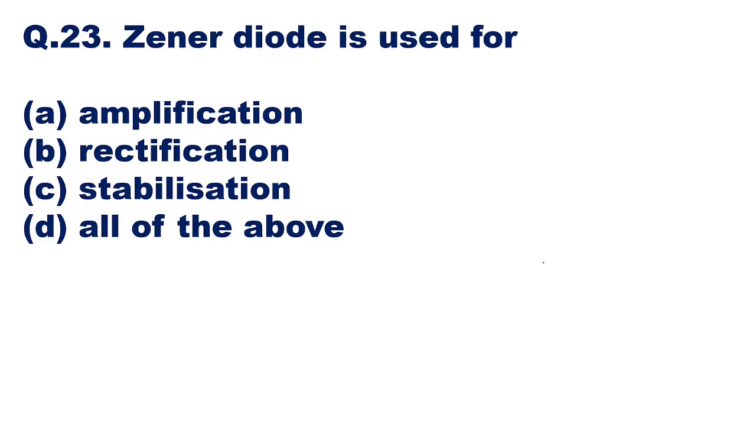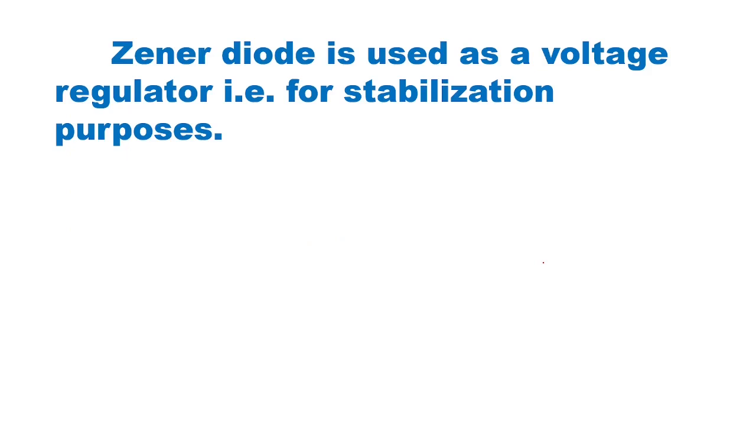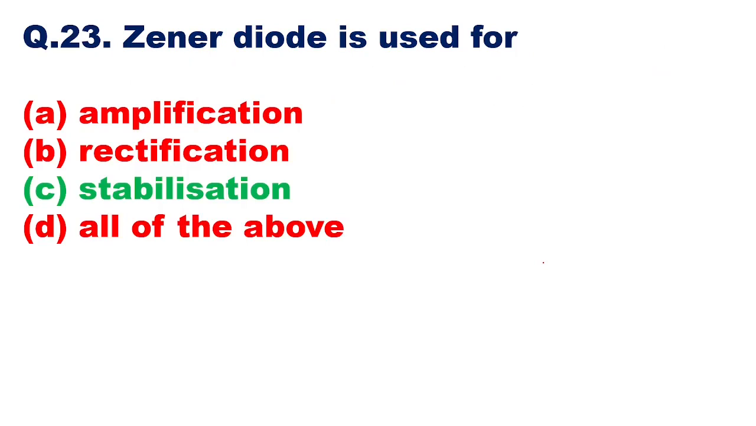It is going to be used as a voltage regulator. So it is used for the function of stabilization of voltage. So option C will be the right answer here, stabilization. So Zener diode is used for stabilization. Here the Zener diode is used as a voltage regulator, that is for stabilization purpose. So option C is the right answer. Then we'll go to the next question.